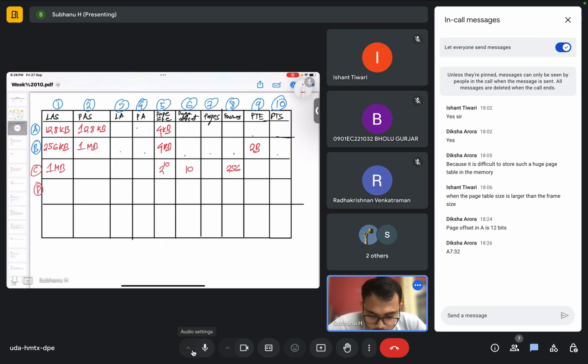Now if I give you a logical address space of 256 KB, physical address space of 1 MB, page size of 4 KB, and page table entry of 2 bytes, then find out all the others. What will be this? I think you got the idea.